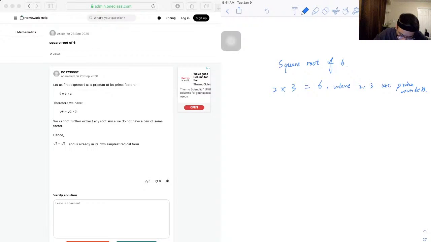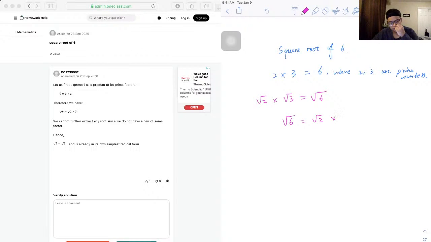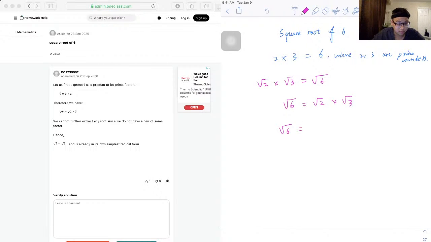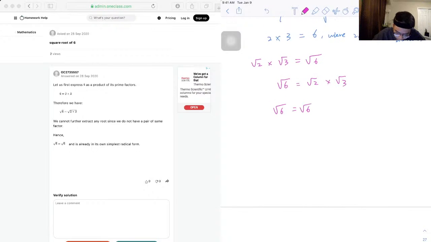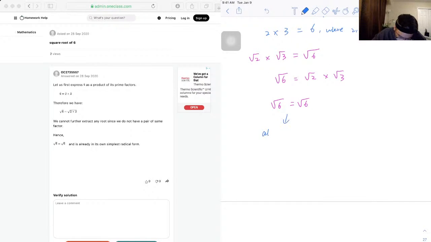Therefore, we have root 2 times root 3 is equal to root 6. Yeah, so root 6 is equal to root 2 times root 3. And we cannot further simplify it or extract any root since we don't have a pair of the same factor. So the square root of 6 is just going to be equal to square root of 6. And it's already in its own simplest radical form. I'll write this down. Already in its own simplest radical form. Right.